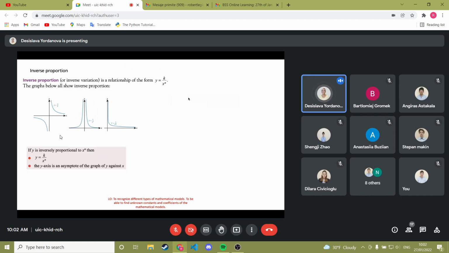So when y is inversely proportional to x to the power of n, then the general form is y equals k over x to the power of n. And the y-axis is always an asymptote of the graph of y against x, because y can never become equal to 0. And x can never be 0 because it's at the denominator.